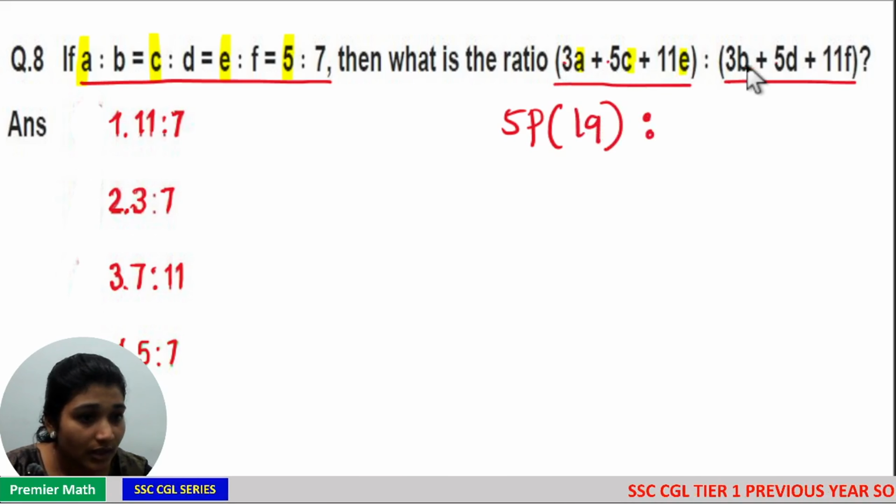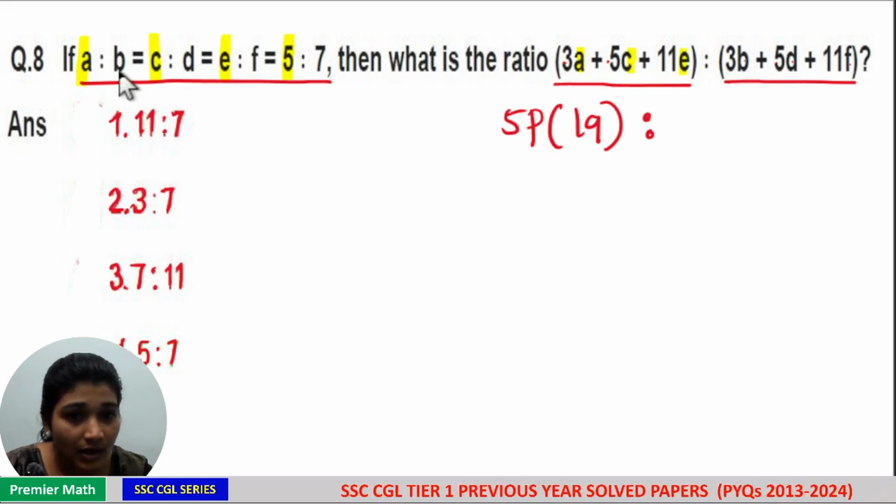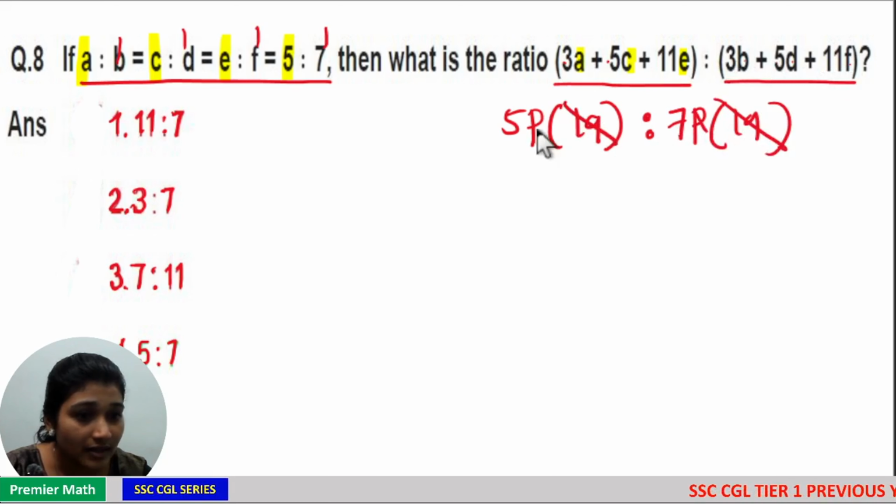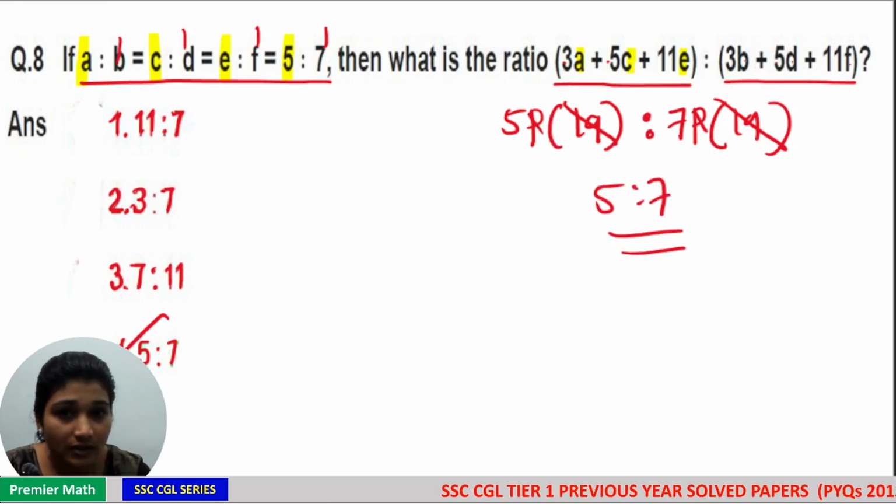Now in the next, we have B, D and F. All these B, D and F are 7 part. So take the 7 part outside. Now the remaining is 3 plus 5 plus 11, which is 11 plus 8, 19. Now 19 and 19 cancel. The remaining is 5 is to 7. So option 4 is your answer.